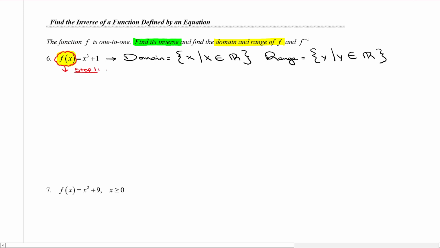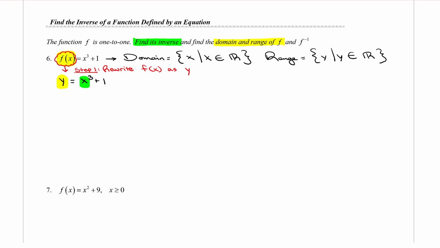Okay, step 1 for finding the inverse. We're going to rewrite this f of x as y. So I'm going to write, instead of f of x, y equals x cubed plus 1. That's your step 1. Step 2, you see the x and the y? We're just going to interchange them or switch them. So that's going to be our step 2. I'm going to write interchange x and y.